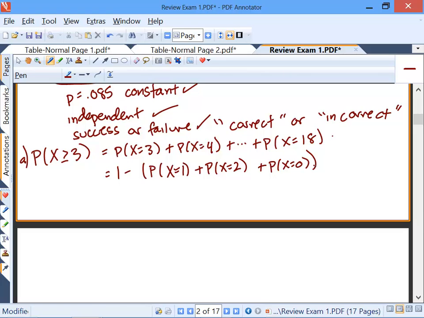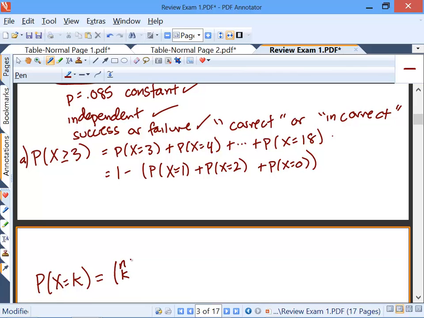Okay. So at this point, we need to find these probabilities. To do that, it would probably be useful if we remembered the formula for a binomial probability. For a binomial probability, the probability that x equals k is n choose k, p to the k, 1 minus p to the n minus k. Remember, p to the k is the probability of getting k successes. 1 minus p to the n minus k is the probability of getting the n minus k failures. And what does this part do? It's the combination. It counts the number of ways that I can get that many successes.